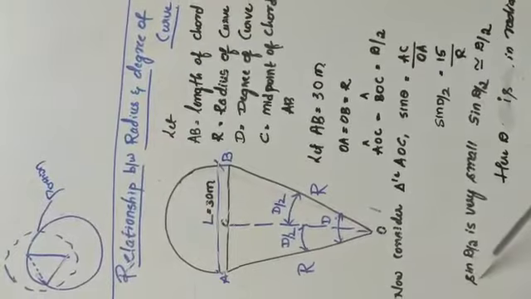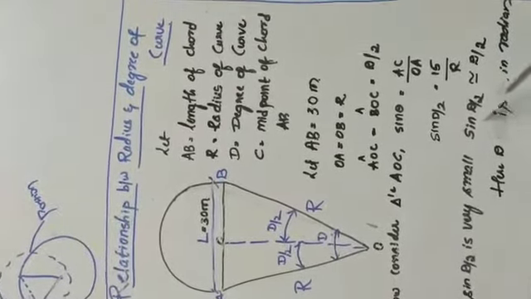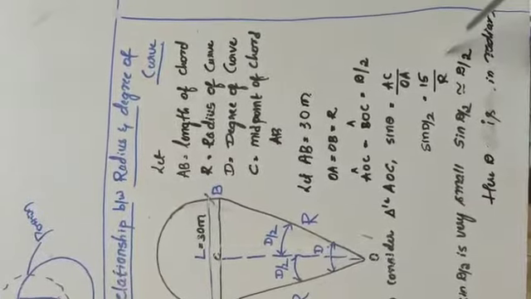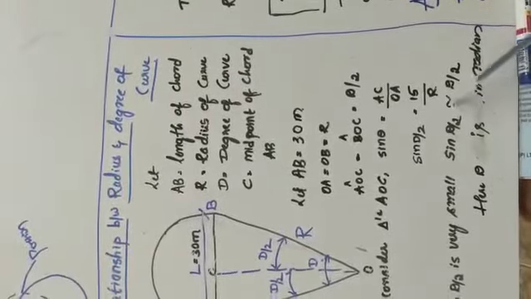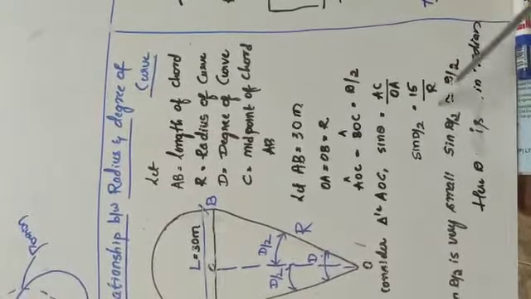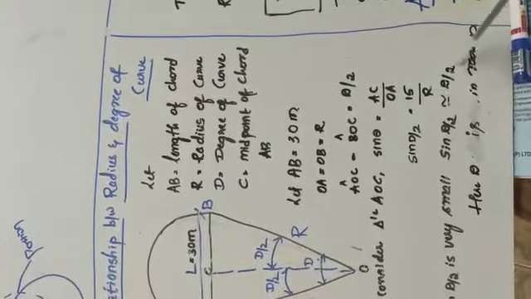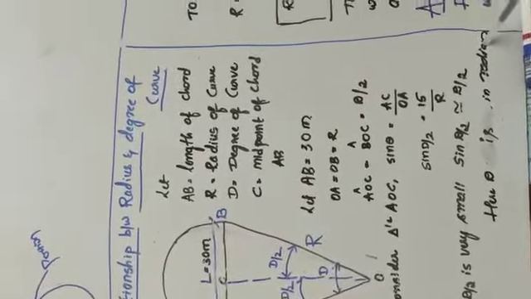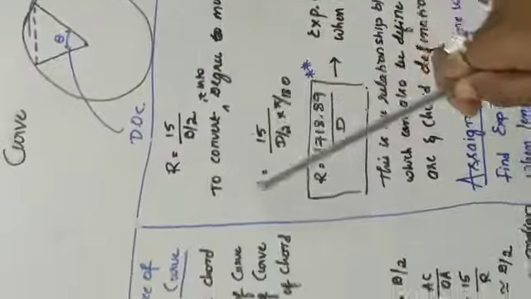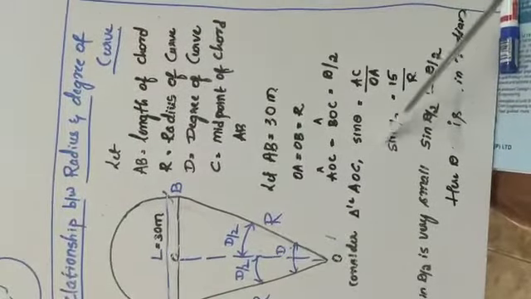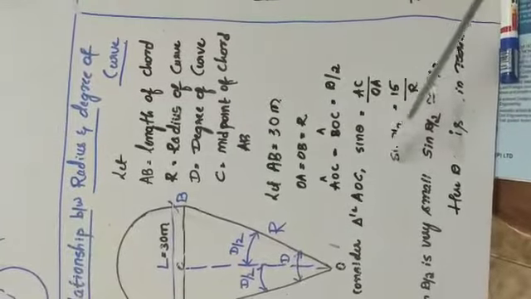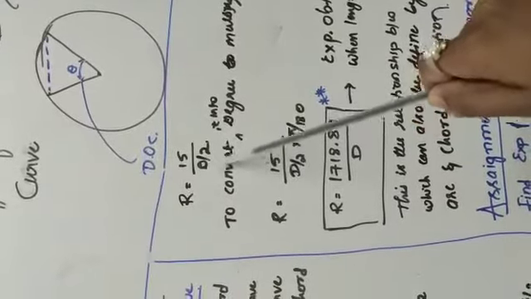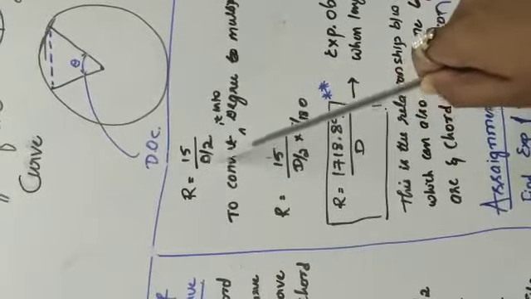Hence the trigonometric function, that is sine, will be neglected and taken nearly equal to the term d by 2. Since d is very small, d by 2 is very small, sine d by 2 will be written directly as d by 2, and here the value of d will be in radians. So finally, from the expression sine d by 2 is equal to 15 by R, the value of R is found out, that is R is equal to 15 by d by 2. Here the value of d is in radians.